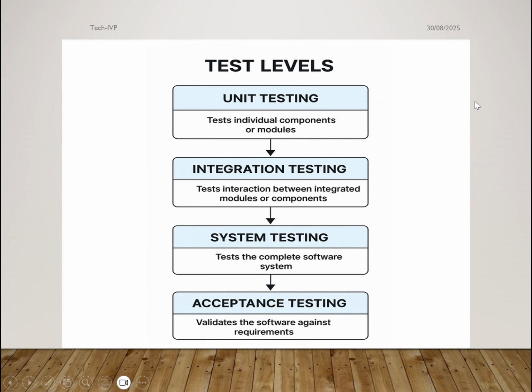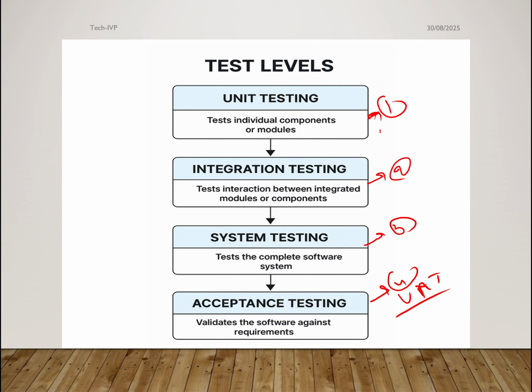The next question: what are the testing levels? Testing basically has 4 levels. The initial level is unit testing, then integration, then system, and then acceptance, which is also called UAT, user acceptance testing. In unit testing we test an individual component or module. This is basically done by the developer, and it is also called white box testing or glass box testing, because they just test the code.